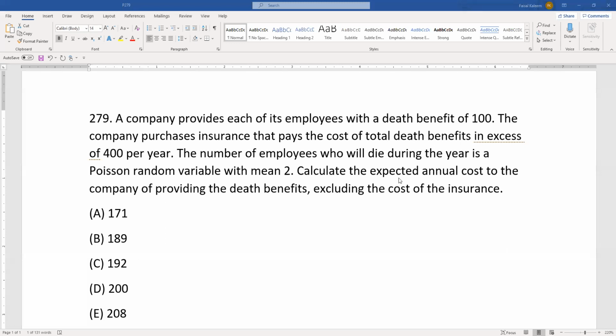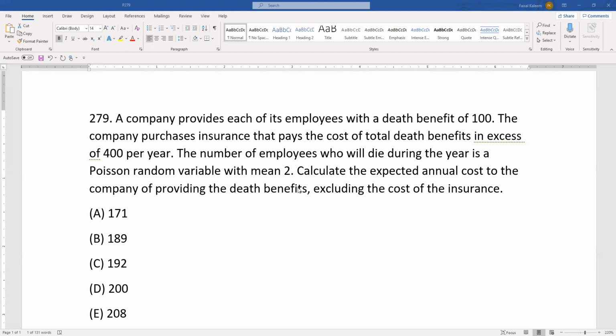So the company pays 100 for one death. It pays 200 for 2 deaths, 300 for 3 deaths, and it pays 400 for 4 or more deaths, because if there are more than 4 deaths, the company doesn't pay anything extra, because excess of 400 means more than 4 deaths.